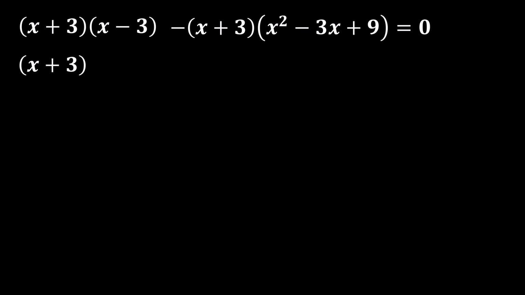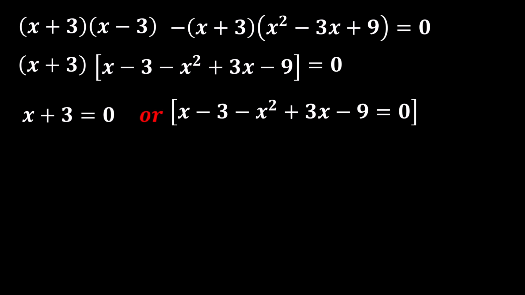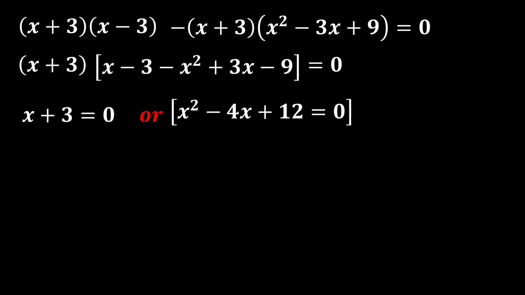Next, we are going to factor out x plus 3. So our equation will look like this, all equal to 0. So for the first bracket here, x plus 3 equal to 0, or the next bracket, all equal to 0. So this can be simplified to x squared minus 4x plus 12 equal to 0.